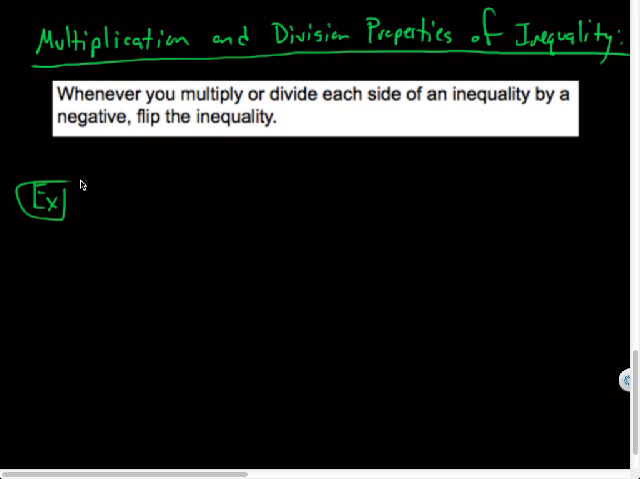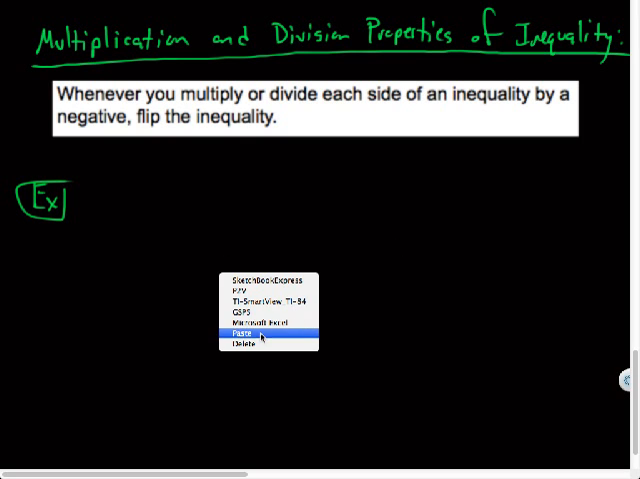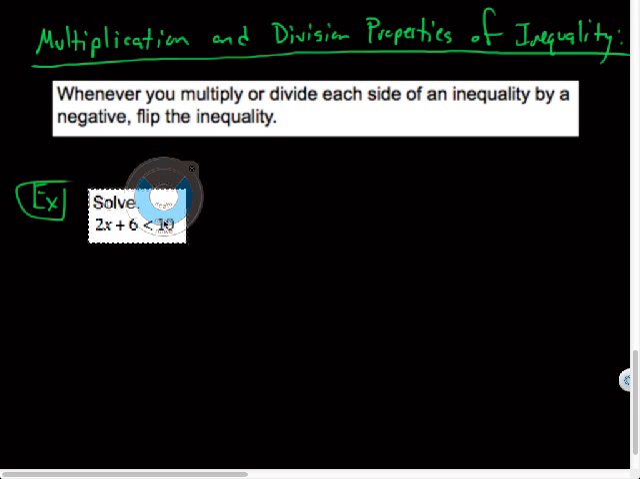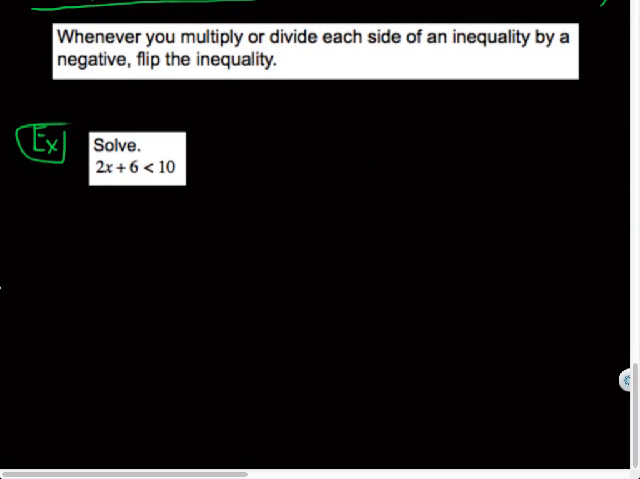So let's try an example of this. Let's see, if I want to solve this inequality, 2x plus 6 is less than 10.